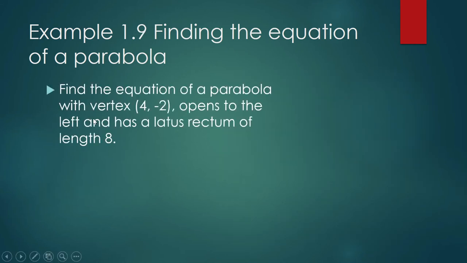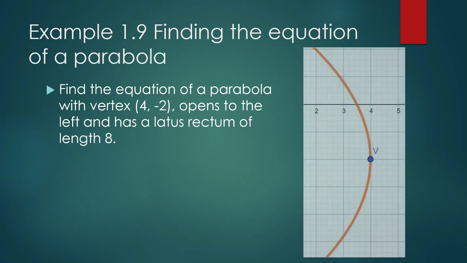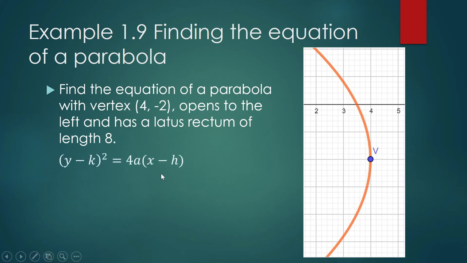Find the equation of a parabola with vertex at (4, -2). It opens to the left and has a latus rectum of 8. Okay, what are the keywords here? Opens to the left. The axis is horizontal. Right away, this is your choice for the form of your equation. What gets squared is y. h is 4, k is -2. Okay, you check that. You already got that.